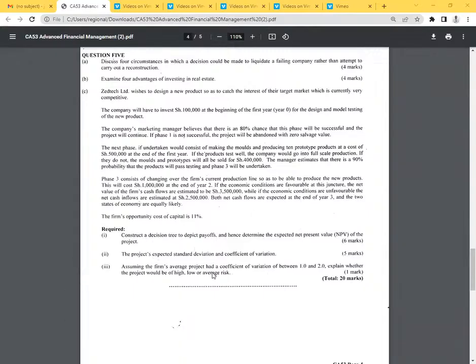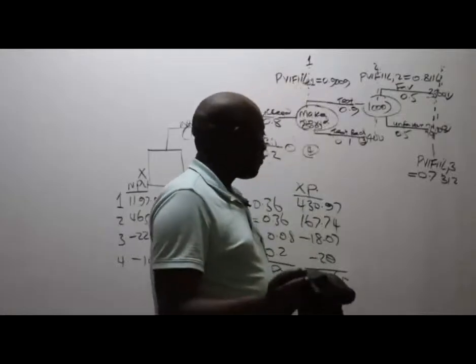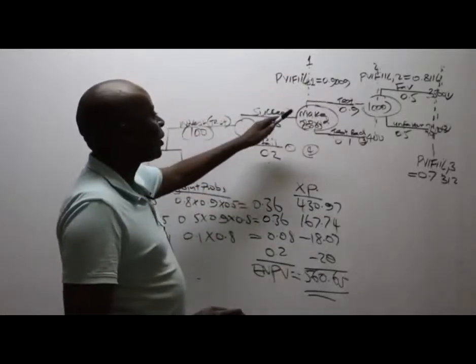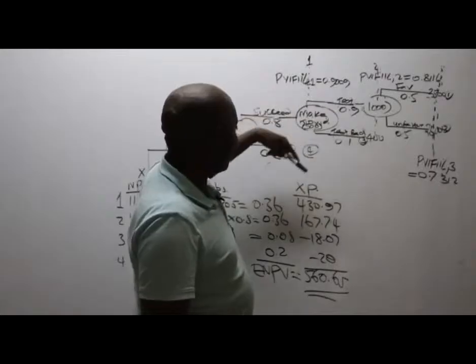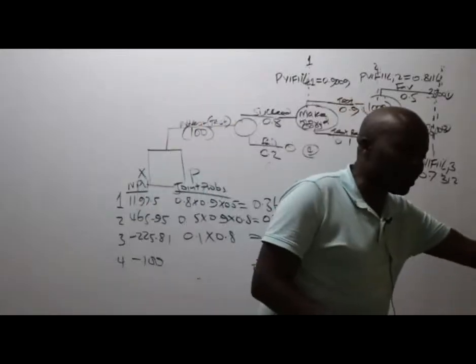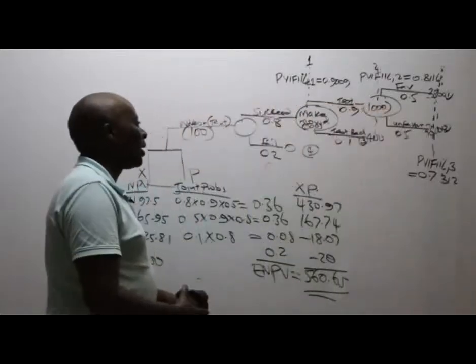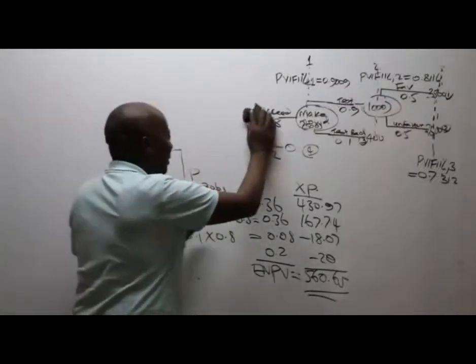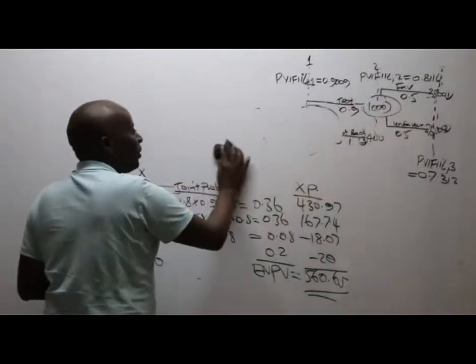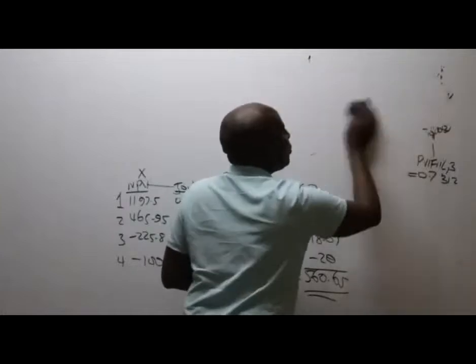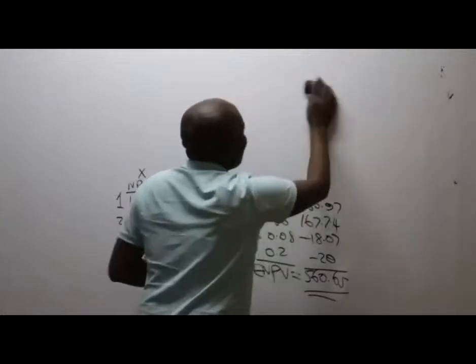Let's look at number 2. They want us to give them the project's expected standard deviation and the coefficient of variation. Those are 5 free marks, but unfortunately, if you don't get this diagram and every other thing correct, even the expected net present value cannot be correct, and the expected standard deviation cannot be correct. But fortunately, my students know the formula.